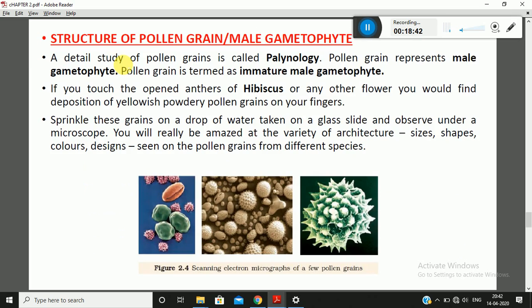So friends, in the next class onwards, we will start with the structure of pollen grain, which is the male gametophyte. Thank you very much.